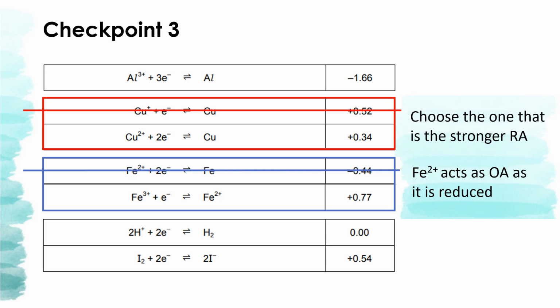Any questions? Why did I choose 0.34 instead of 0.52? The reason I choose 0.34 is because that is the more negative value, or the least positive value, because I choose the stronger reducing agent. Why did I choose Fe3+ to give Fe2+? Because I need to read from right to left. A reducing agent itself must be oxidized. So I choose the 0.77.